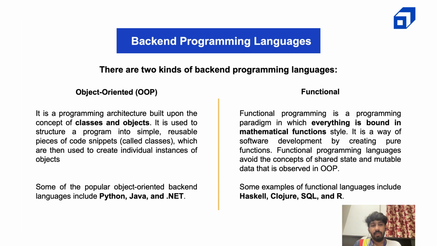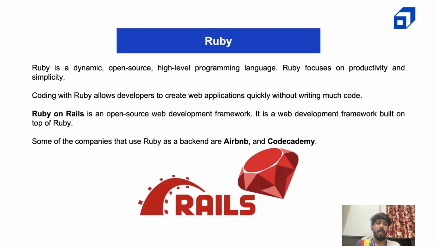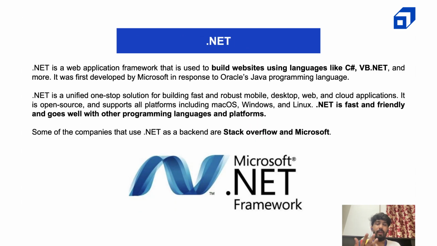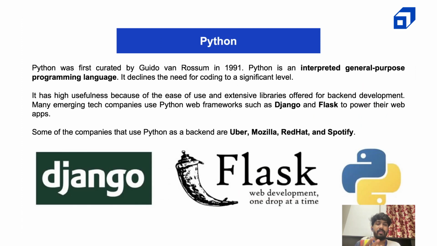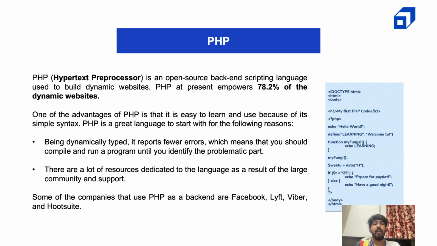So these are the two different types of languages. These are not individual languages. Now within these, let's look at individual languages which you can learn as a backend programming language. You can choose any language you want if you are a backend developer who is watching this particular video. I'm going to give you an intro on PHP, Python, Ruby, Java, and .NET. These are the five languages which I'm going to talk about right now. You can choose any language you want.